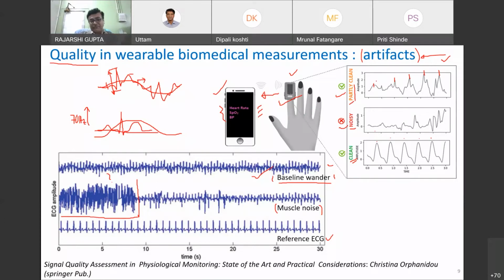So basically, we define quality in wearable biomedical measurements like that. The quality of a wearable biomedical measurement provides the assurance or reliability that we can guarantee while doing automatic measurements. This is the notion of quality in wearable biomedical measurements. I have shown two examples, one with the ECG and another with the PPG waveform, and some basic issues with quality. Any questions?